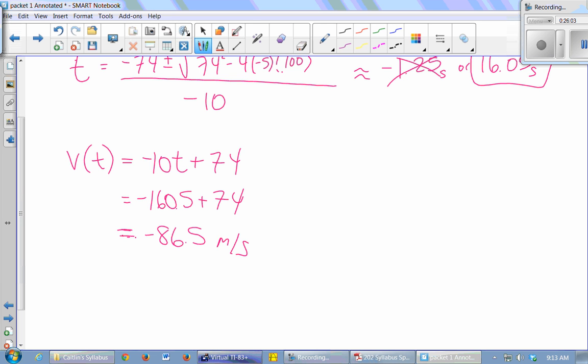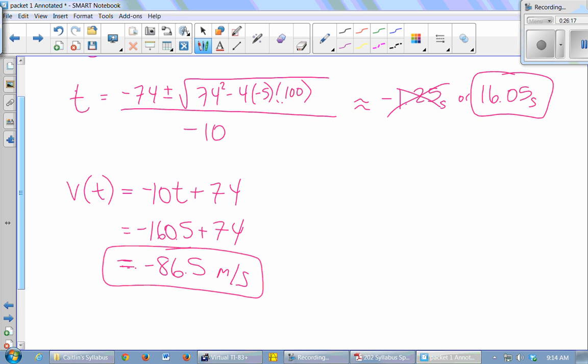And why did it come out negative? Because the object is falling. So this was 16.05, right? And then I multiplied it by negative 10. So I just moved the decimal point one to the right and made it negative. Any questions on that?